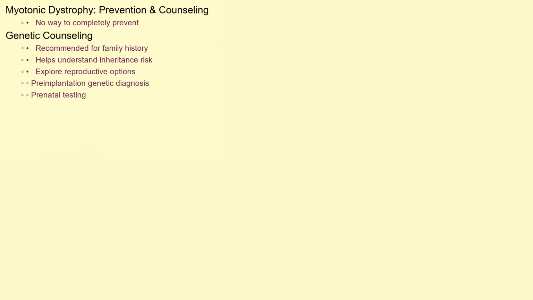Because myotonic dystrophy is a genetic disorder, there's no way to completely prevent it. However, genetic counseling is highly recommended for individuals with a family history of the disease. Genetic counseling can help families understand the risk of passing the condition on to their children and explore reproductive options such as preimplantation genetic diagnosis or prenatal testing.